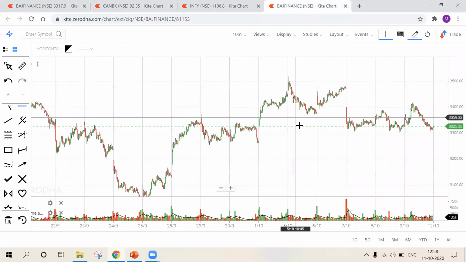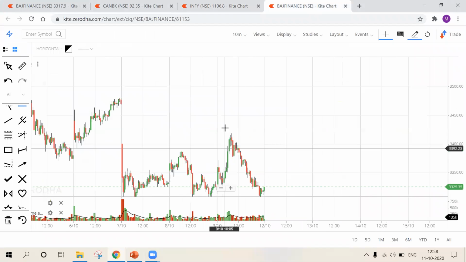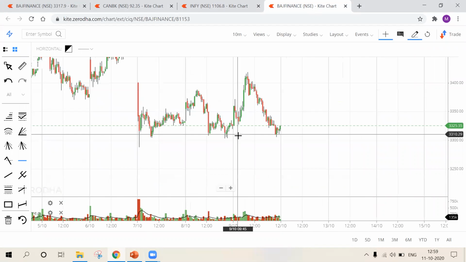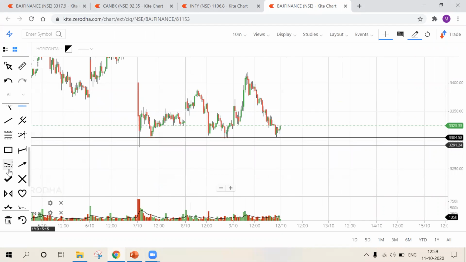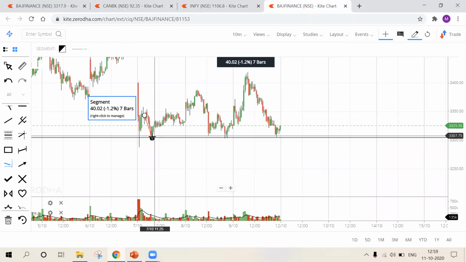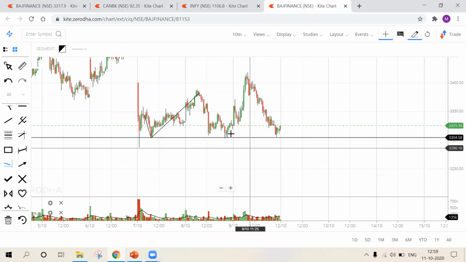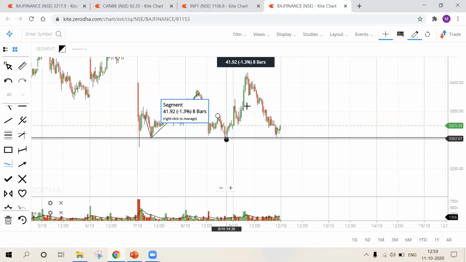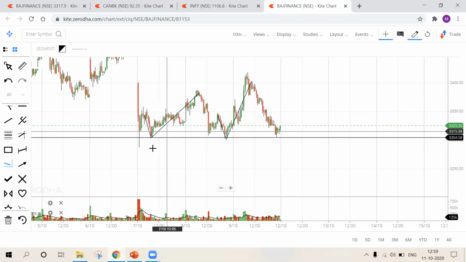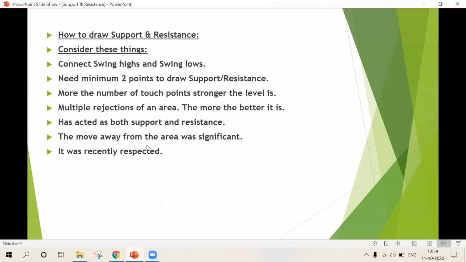And look at this. I draw a support here. This is a significant move. Buyers came to the market and they pushed the price up. Again, this is a significant move. The reaction should be strong to make your level stronger while drawing support or resistance.